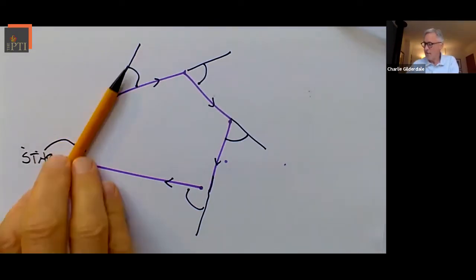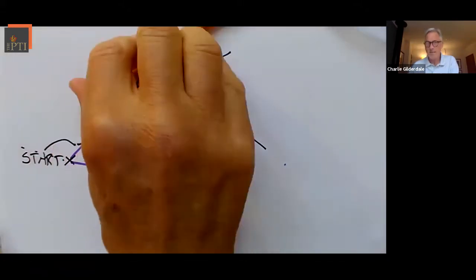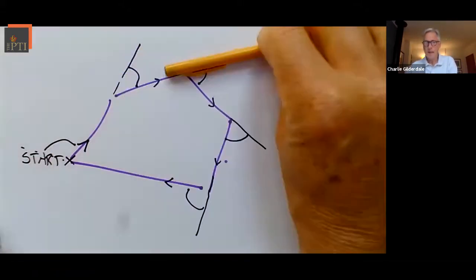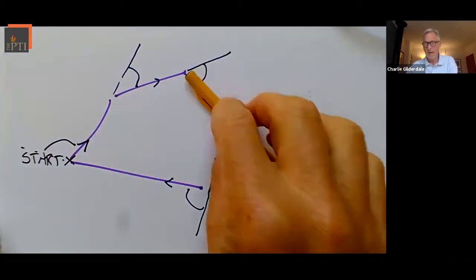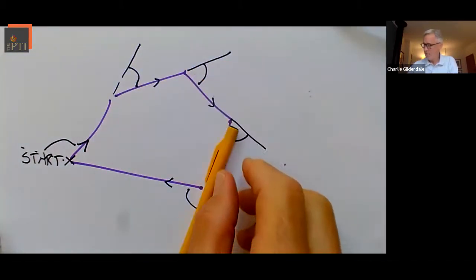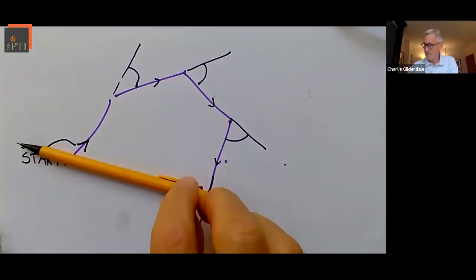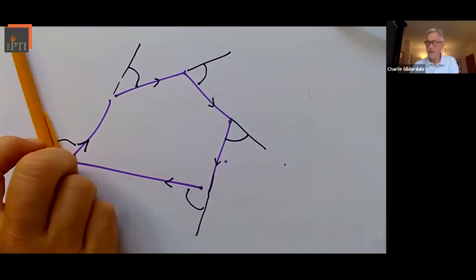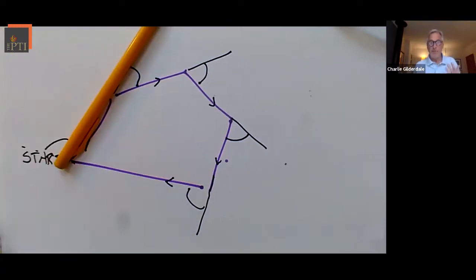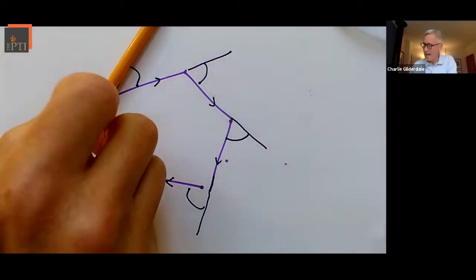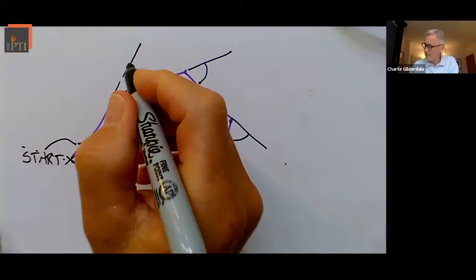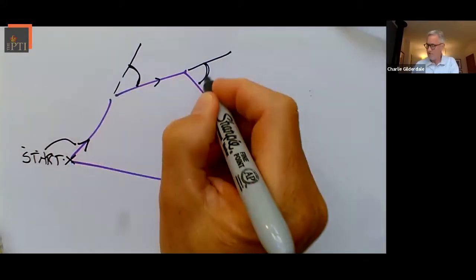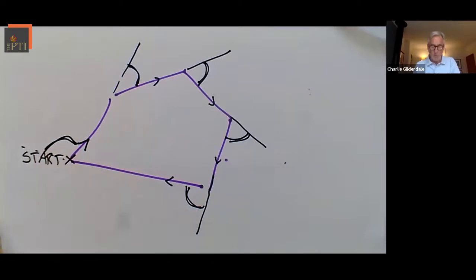So we go to that vertex and turn, walk along here and turn, walk along here and turn, walk along here and turn, walk along here and turn. And if you've been focusing on the pencil, you'll have noticed the pencil has gone through a complete turn of 360 degrees. So we know that these black angles here, these exterior angles, add up to 360 degrees.